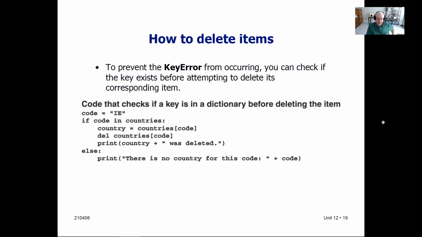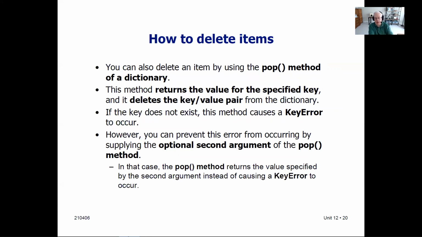Now, if that wasn't cool enough, we can revisit our old friend pop. It's a perfect tool to use in this situation. Remember, pop is a method, it's not a keyword. And remember that pop does two things. It will return the value of the key, and then it will delete the key. Just like we use pop in a list, we can use pop in a dictionary. So it returns the value of the specified key, then it deletes the key value pair from the dictionary.